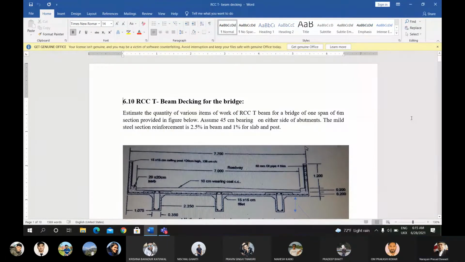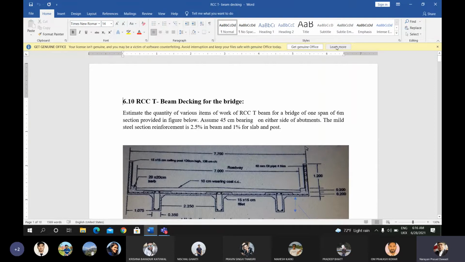Now look at the question. This is of chapter 6, RCC T-beam decking for the bridge. This is the portion of the bridge deck over the girder or the pier of the bridge. The pier and the foundation portion are not shown here. Only the upper part of the beam, slab and the railing post, as well as curb and the wearing coat, is shown. This is the girder for the single span of the bridge of 6 meter length. This is the cross section.